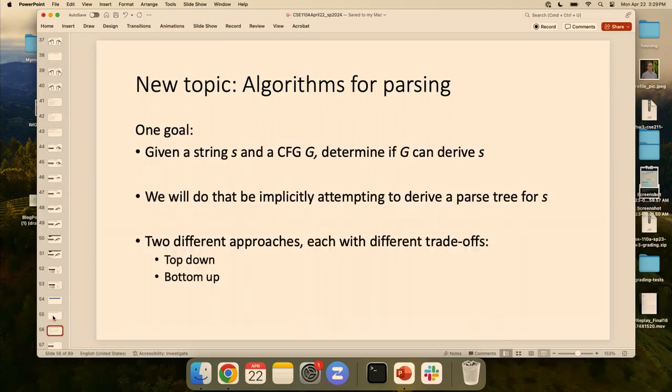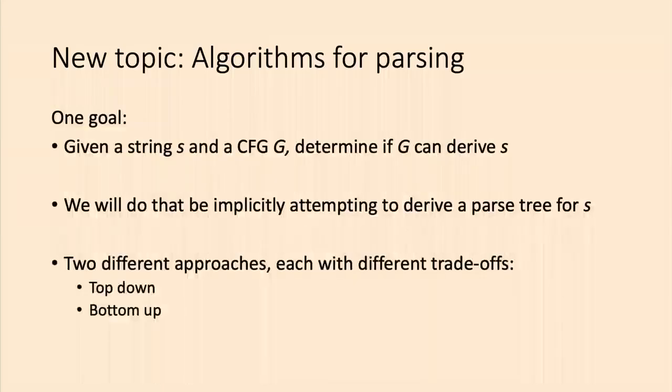So, one of our goals is, given a string S and a context-free grammar G, determine if G can derive S. Basically, we said that means S is part of the language of G. What we're going to do is we don't actually end up building the parse tree exactly, but we're going to implicitly try to derive a parse tree. And you're going to see how that looks in a second. There are two different approaches for doing this, and each one has trade-offs. As always, it's computer science, so it's basically the study of trade-offs.